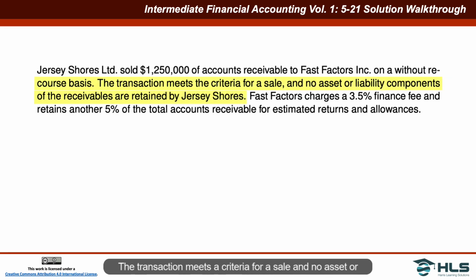The transaction meets the criteria for a sale, and no asset or liability components of the receivables are retained by Jersey Shores. Fast Factors charges a 3.5% finance fee and retains another 5% of the total accounts receivable for estimated returns and allowances. We have two requirements for this problem.